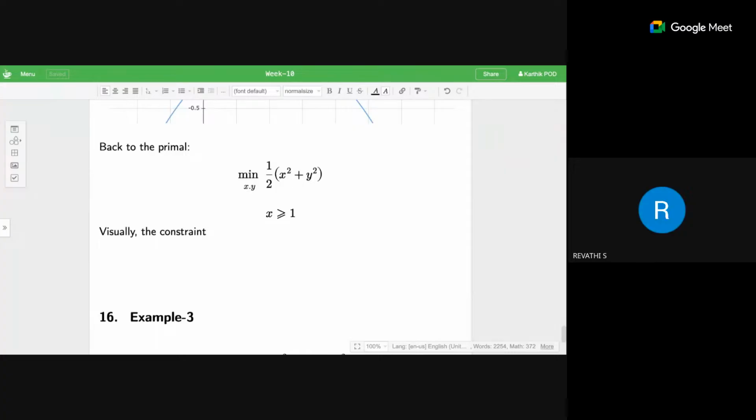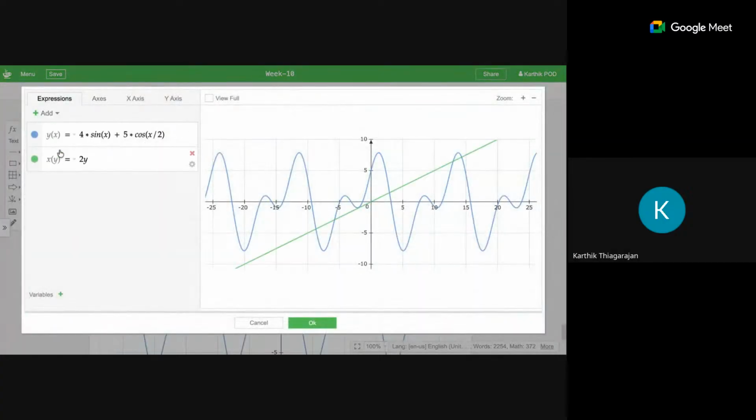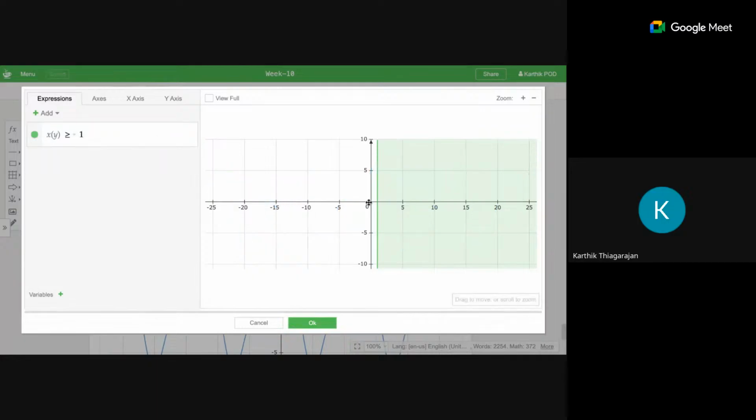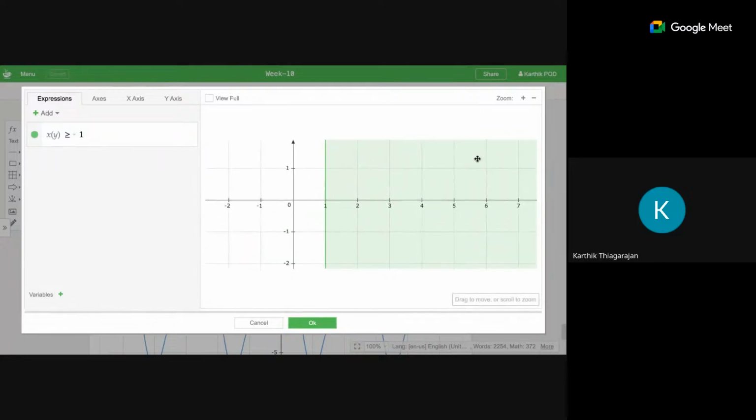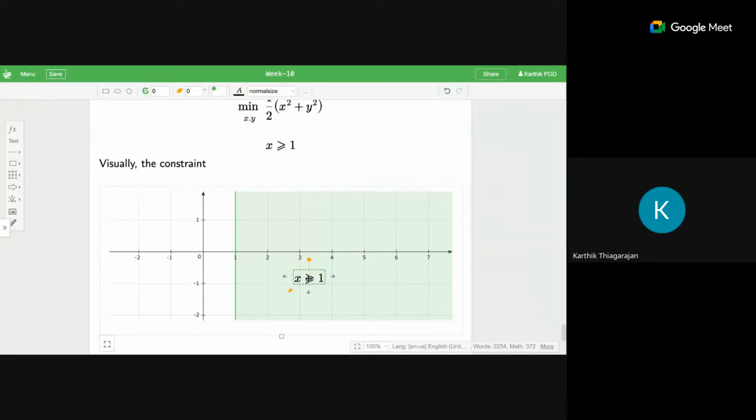x should take values greater than or equal to 1. Correct. So the constraint is like two-dimensional. If you think about the two-dimensional plane, what does x greater than or equal to 1 mean? The set of all points x comma y for which x is greater than or equal to 1. So x greater than or equal to 1 is this half space, right? This is like this convex region. So any point in the plane for which the x coordinate is more than or equal to 1.